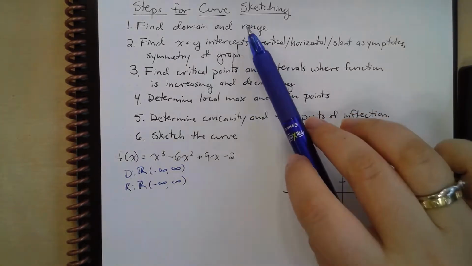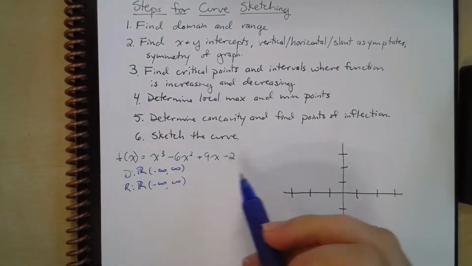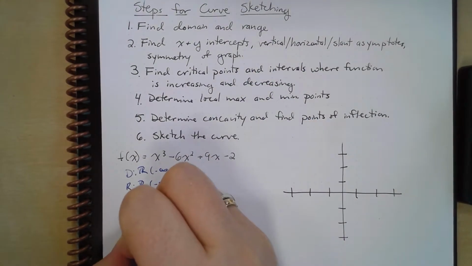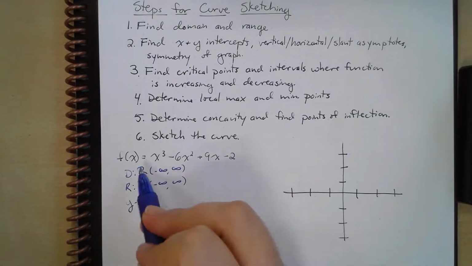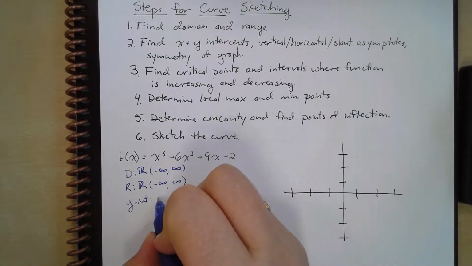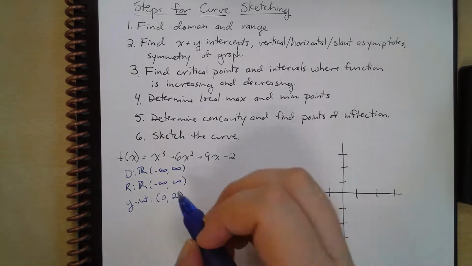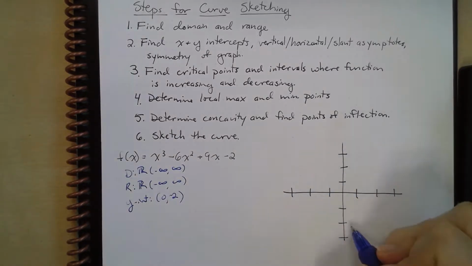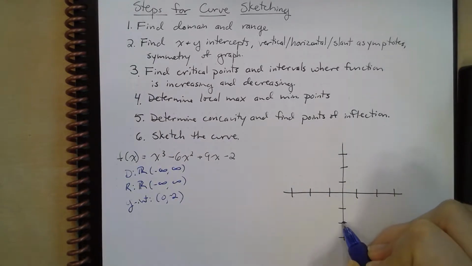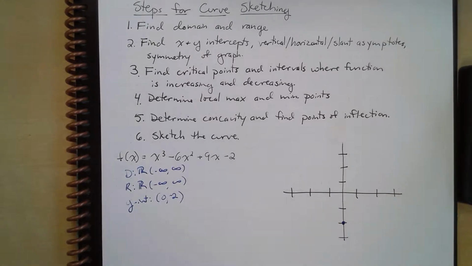Next, we found domain and range, now our x and y intercepts. I'm just going to find our y-intercept. Our y-intercept is pretty easy. You put in 0 for x, and we get 0, negative 2. Negative 2, so we have a y-intercept at (0, negative 2). I can actually just graph that right now. There, I've got my y-intercept. I know my graph's going to cross through there.